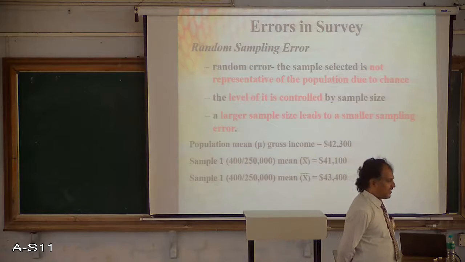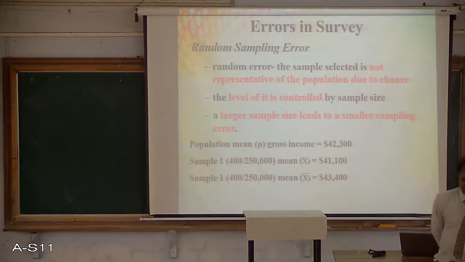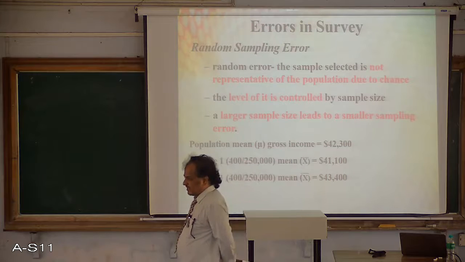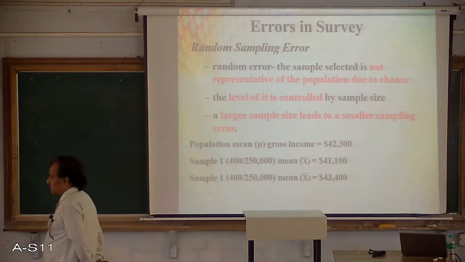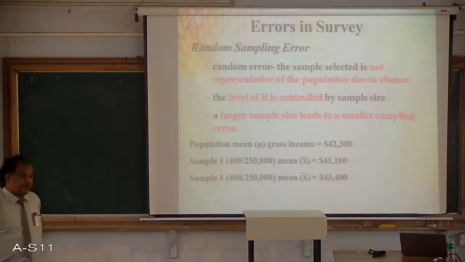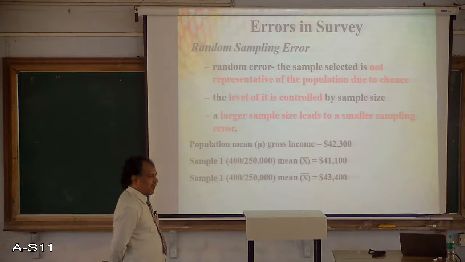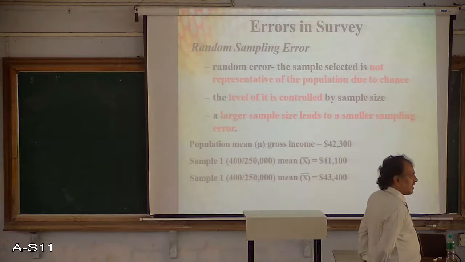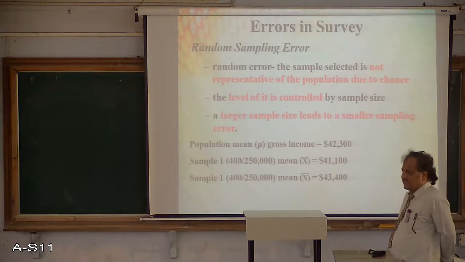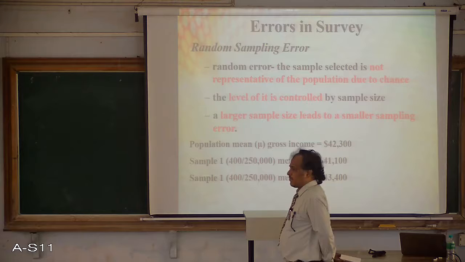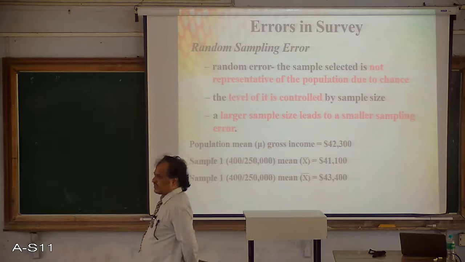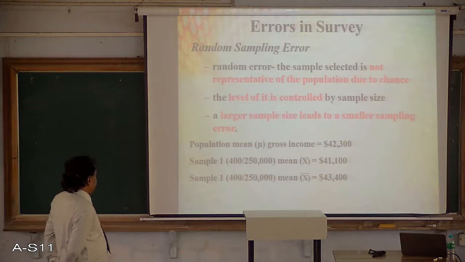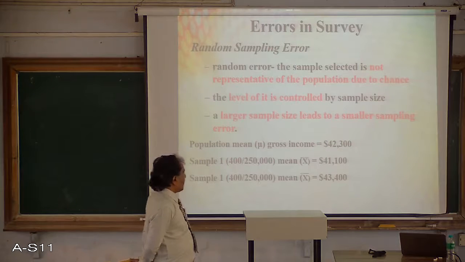So, okay, you have selected, by chance, a particular sample, but it is not at all able to contribute or provide you any input based on your study. It is not in a position to represent the entire population. It is not representative in nature. So under such cases, we come across this kind of error, that is random error. The level of it is controlled by sample size.